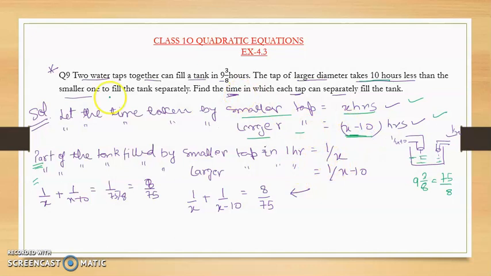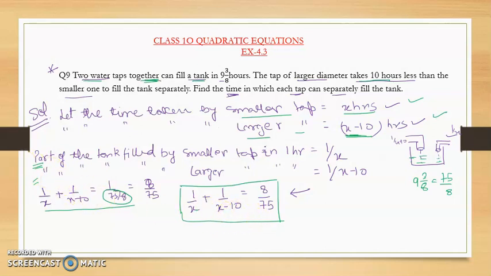Alright, now it is given that the 2 water taps together can fill the tank in 75/8 hours, right? So the equation is 1 upon x plus 1 upon x minus 10 is equal to 1 upon 75/8. Inversely proportional, students, that is why. So 75/8 means 8 upon 75. Now we got this equation: 1 upon x plus 1 upon x minus 10 is equal to 8/75. Now we can simply solve this.